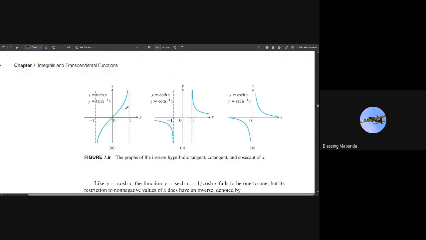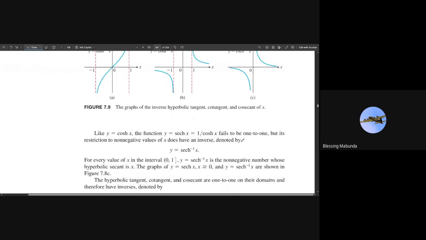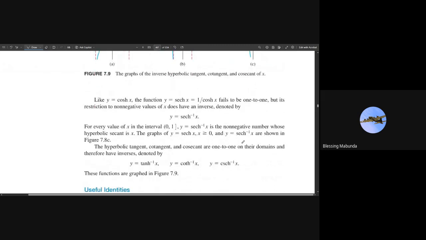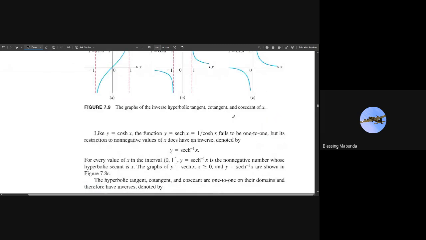And for tan, you can from that also produce your inverse, and that's what you will have. And then for cot inverse, that's that, and hyperbolic cosecant, that's that. So here it's just the plots that you need to know.